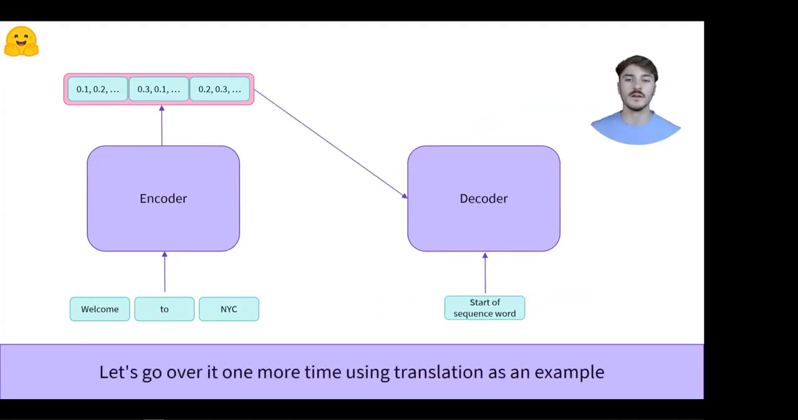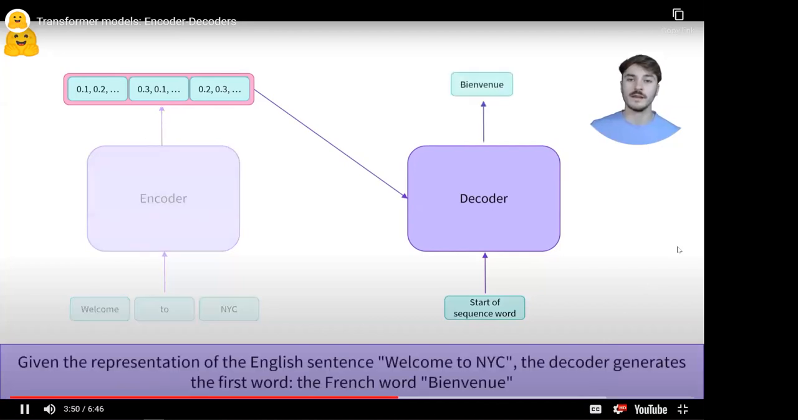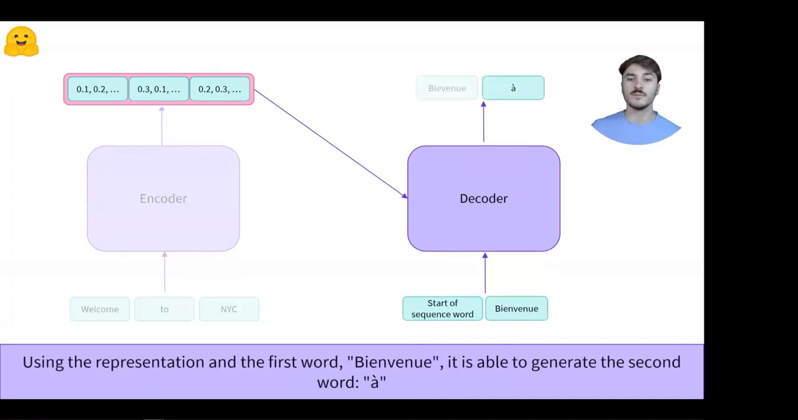So let's see a concrete example with translation language modeling, also called transduction, which is the act of translating a sequence. Here we would like to translate this English sequence, "Welcome to NYC," in French. We're using a transformer model that is trained for that task explicitly. We use the encoder to create a representation of the English sentence. We cast this to the decoder. With the use of the start of sequence word, we ask it to output the first word. It outputs bienvenue, which means welcome.